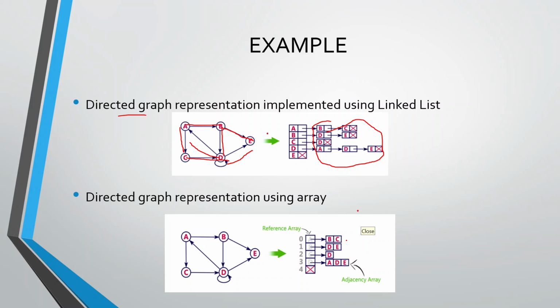So these are the different ways of representing a graph in memory. We have two representations: adjacency matrix and adjacency list. For the adjacency matrix we have separate ways for directed and undirected graphs. In the same way, for the adjacency list we can use the linked list concept, or otherwise the array concept. I hope you are clear about graph representation. Thank you.